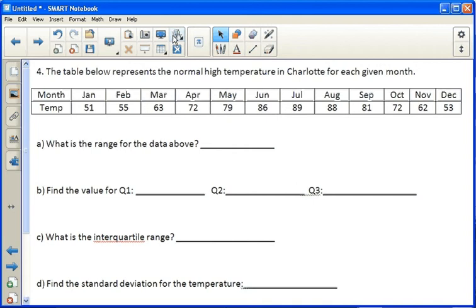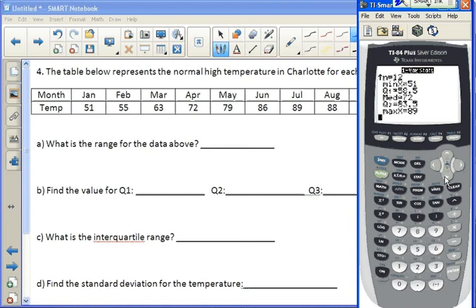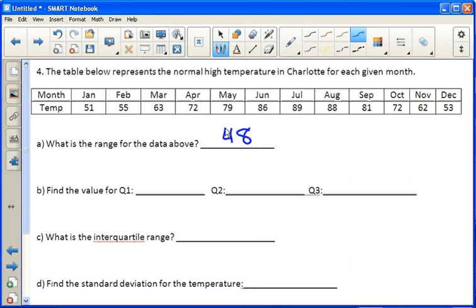Part A says what is the range for the data. So the first step is to plug in your data, which I went ahead and did over here in L1. To get the range, we go to Stat, Calc. Make sure it's L1 since that's where my data is. Hit calculate, and the range is the max minus the min. So the max is 89 minus the minimum of 51 gives me an answer of 48 for the range. So the range is the max minus the min.